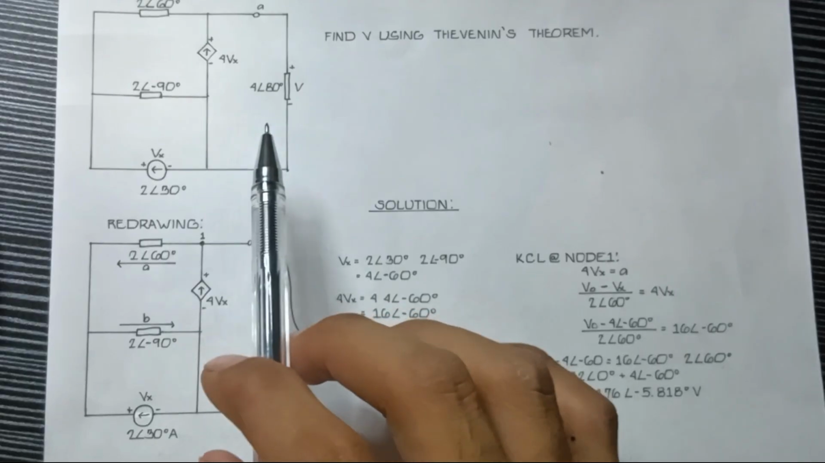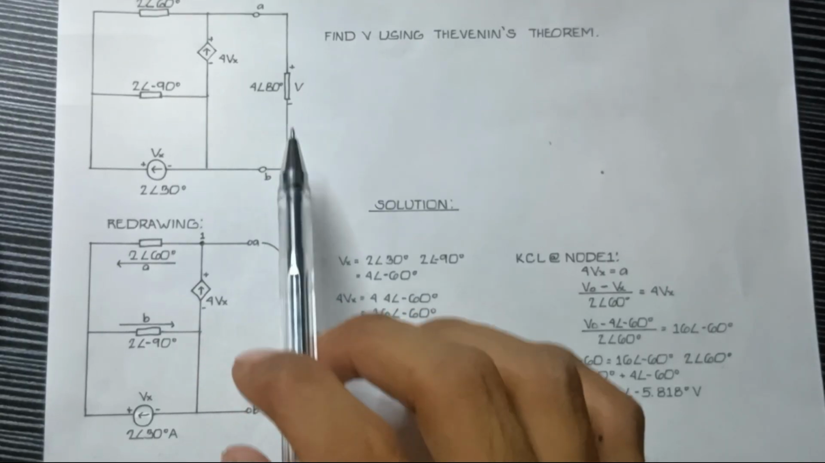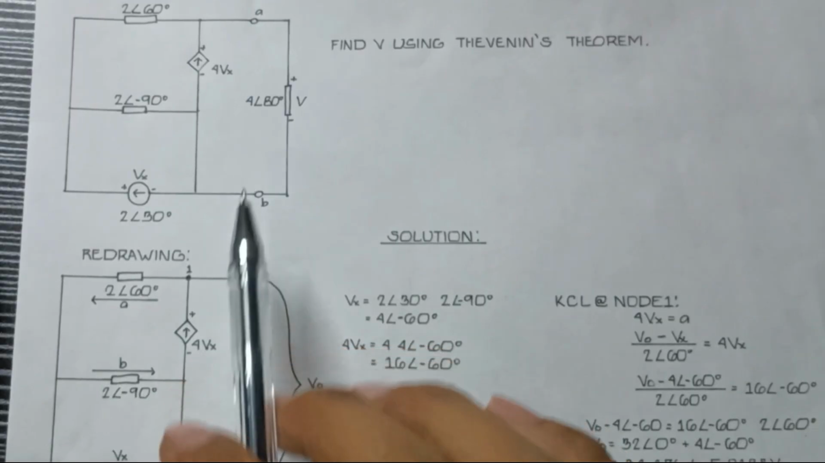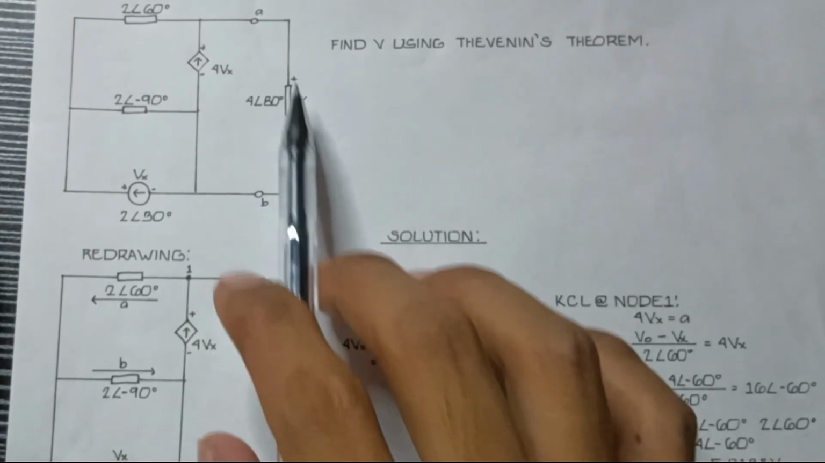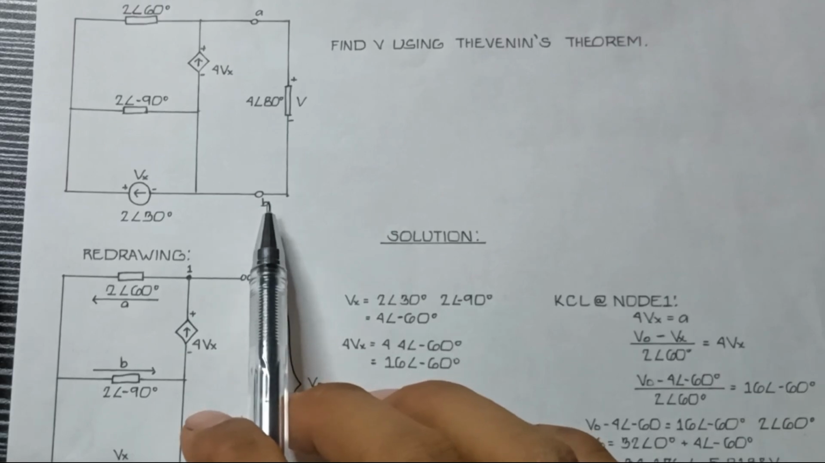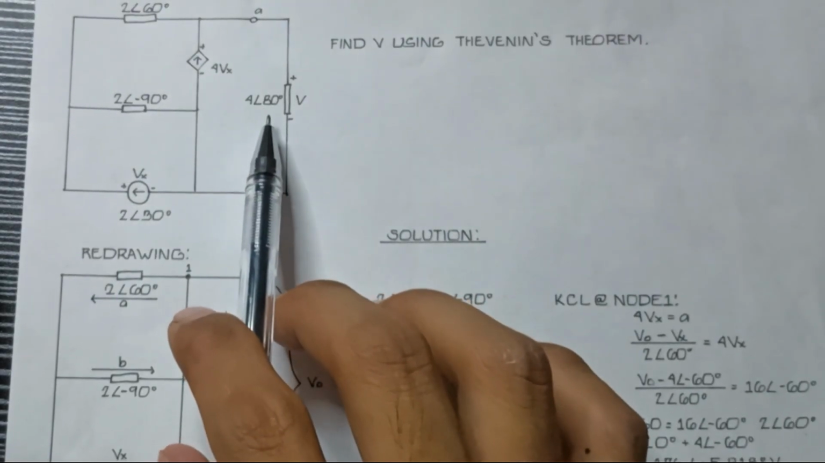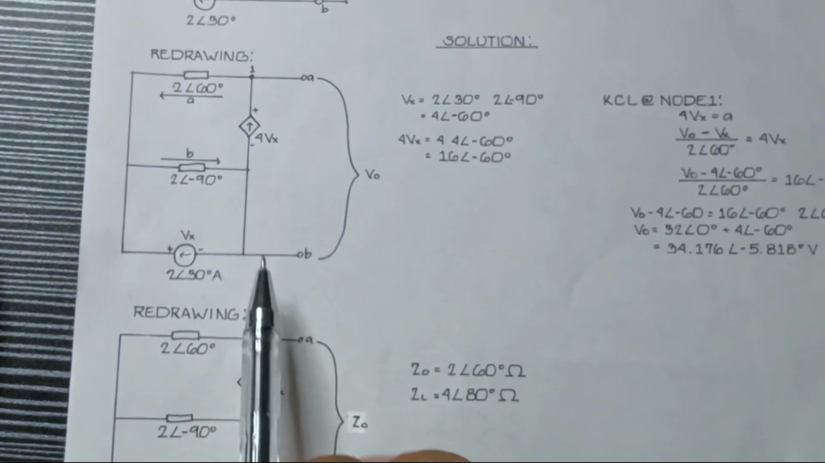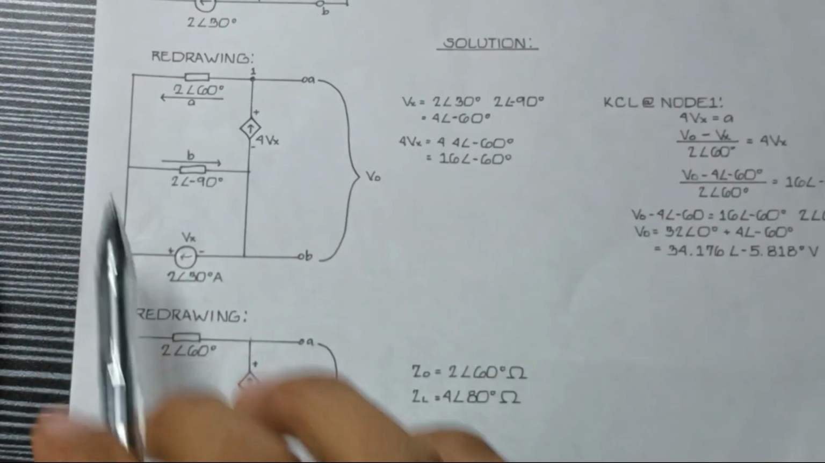So in order to solve this using Thevenin's theorem, we must first convert this circuit into its Thevenin equivalent circuit, wherein terminals A and B would be open, which means 4∠80° would be removed or equals to 0. Upon redrawing, this will be the equivalent circuit.